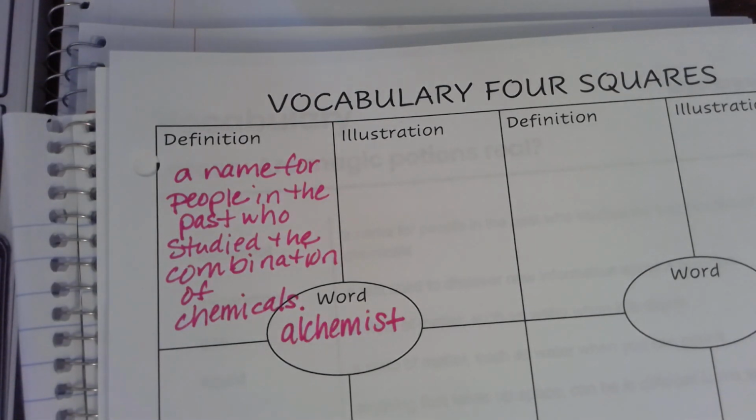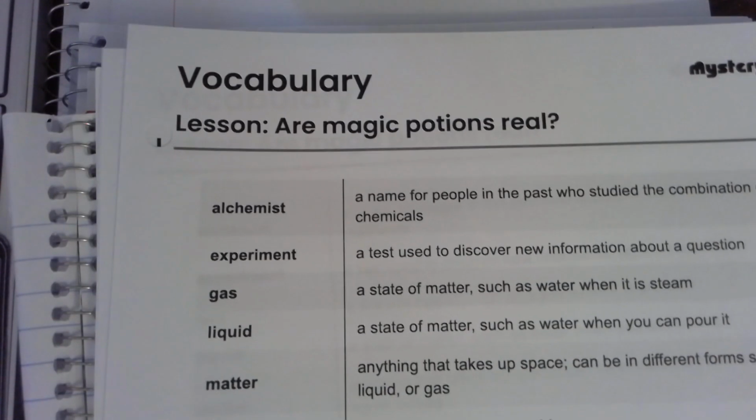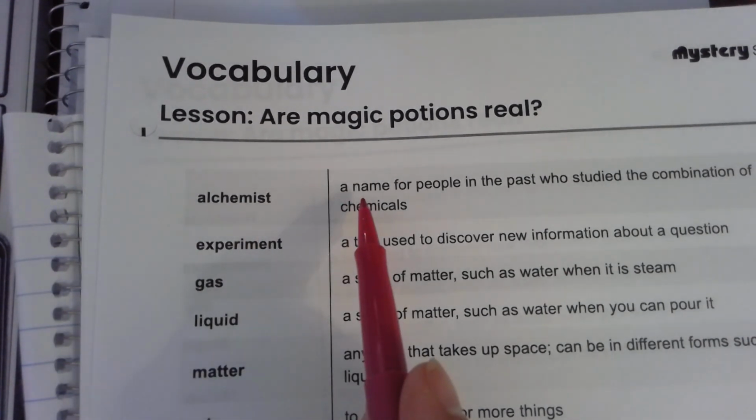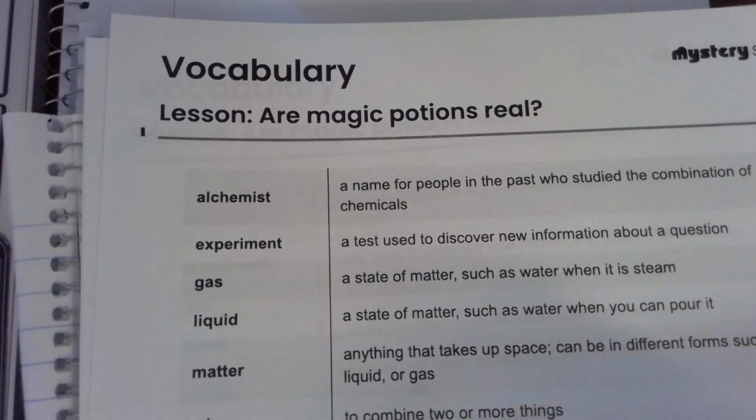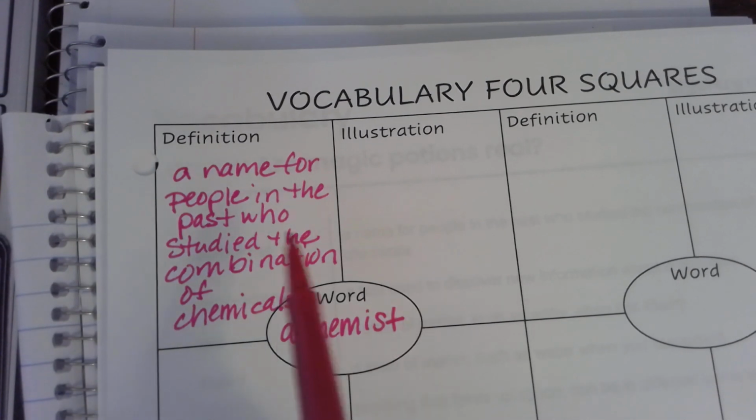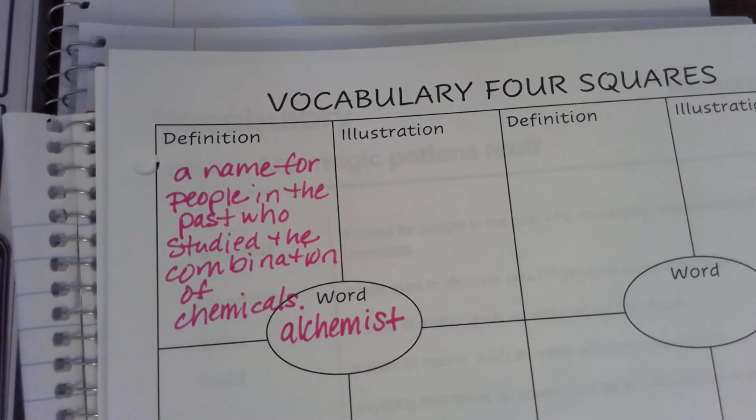So go ahead and fill that in. Just put in your definition straight from your page. Mine came from this. Everybody has this. It says alchemist, and then it has the definition. You are taking this definition and putting it right here in this first part of your square. You don't have to come up with this at all. You're just copying it. So this is going to be a super simple part of what we're doing.